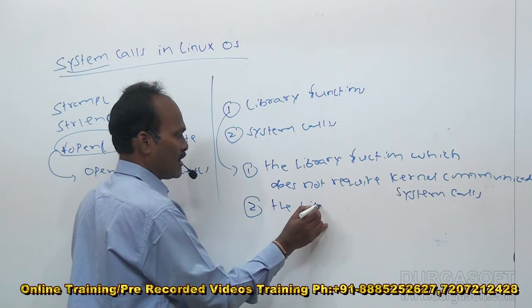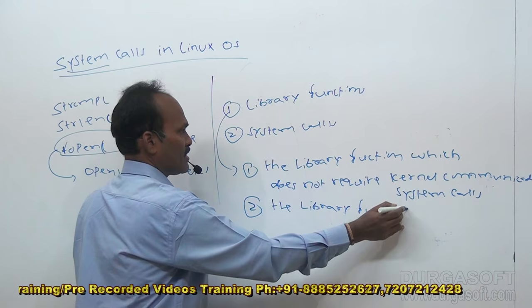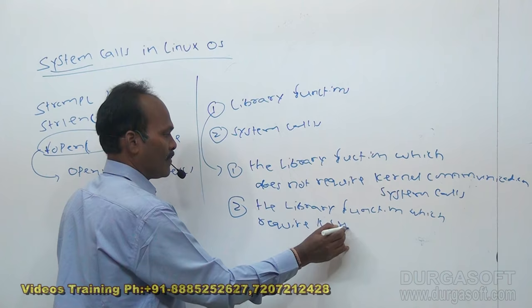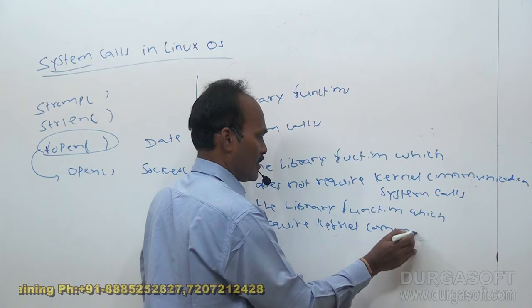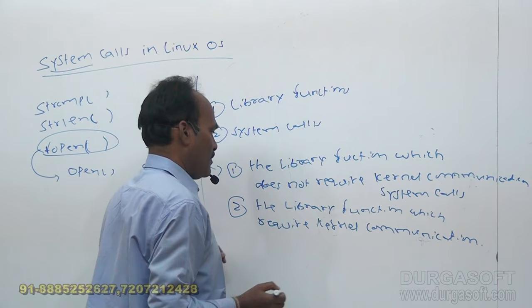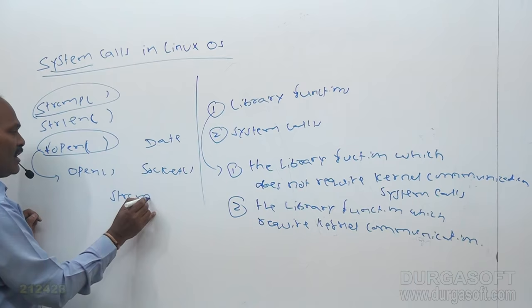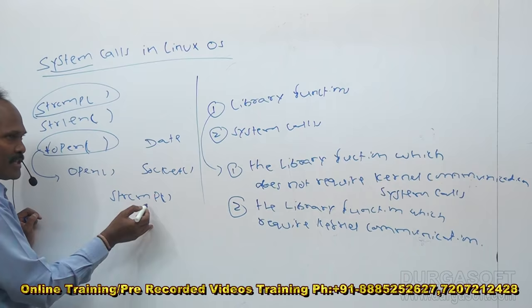The library functions which require kernel communication. For example, the first category does not require any kernel communication. Suppose you think of a string comparison function. The string comparison function does not require any kernel communication. Directly it is going to determine the comparison operation between two strings.